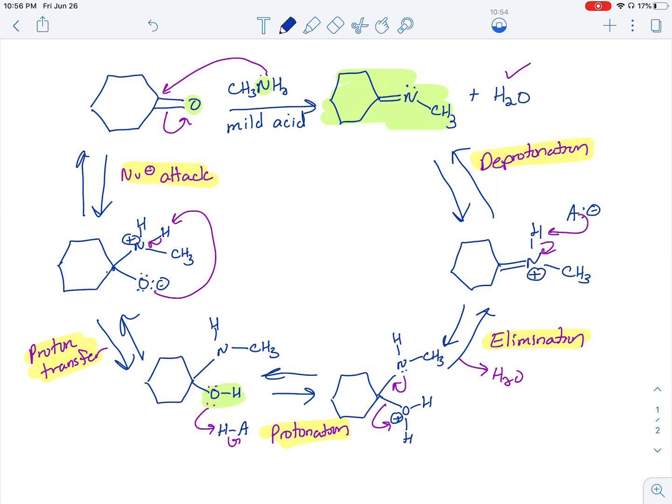But with that said, since this reaction is reversible, how is it that we can drive the reaction towards product? So how can we drive the reaction towards the formation of our imine? Think about this, then pause the video and click your answer. What is something that you can do to drive the reaction towards product formation? Just think about it, pause the video, and then click what would be the best answers here.